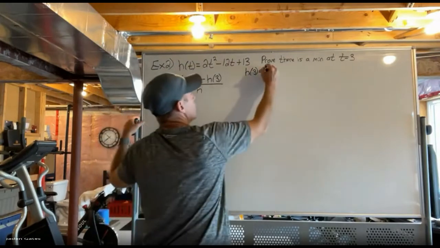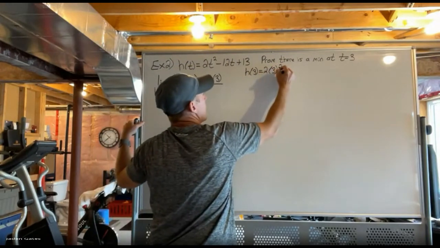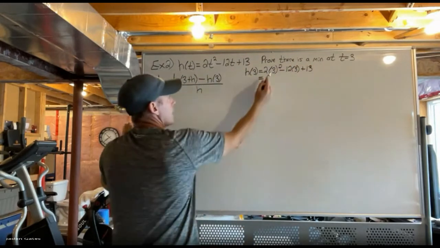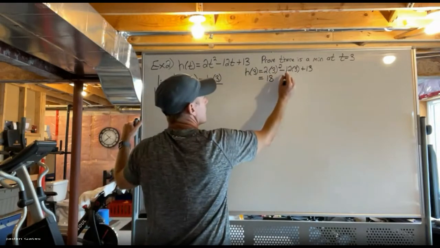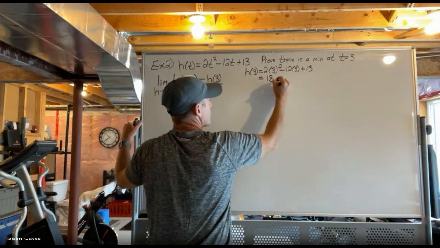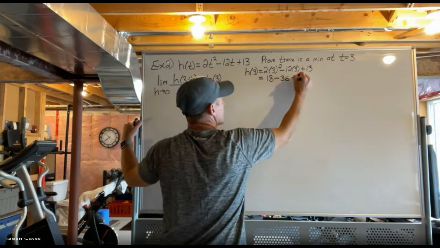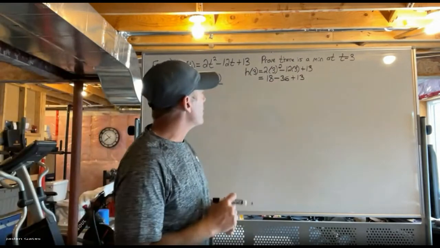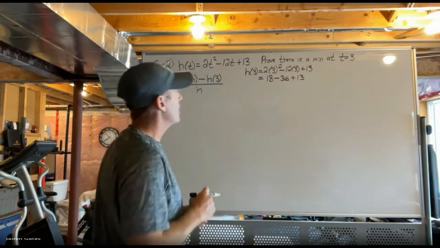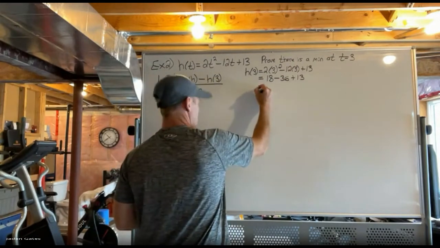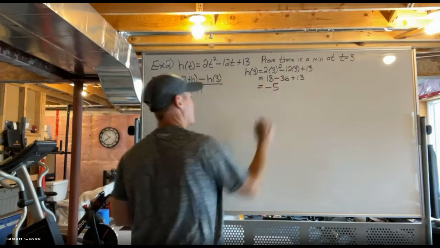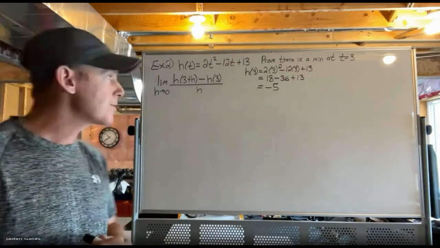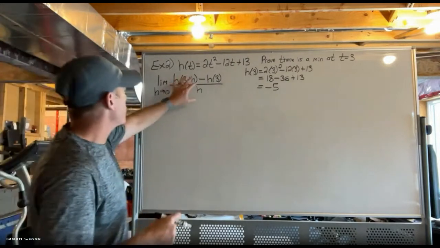All right, so I'm going to have 2 times 3 squared minus 12 times 3 plus 13. Let's see here. 3 squared is 9 times 2 is 18. Minus 12 times 3 is minus 36 plus 13. 18 minus 36 will give me minus 18 plus 13. I'm going to get minus 5. Okay. So after 3 seconds, this alligator has a depth of minus 5 meters relative to where it started, I guess. All right. So now I'm going to, again, substitute in here.